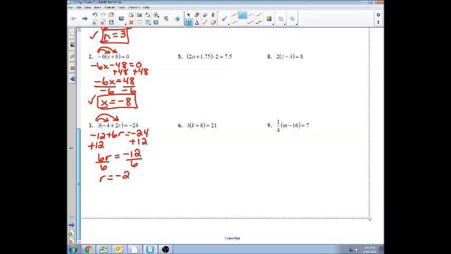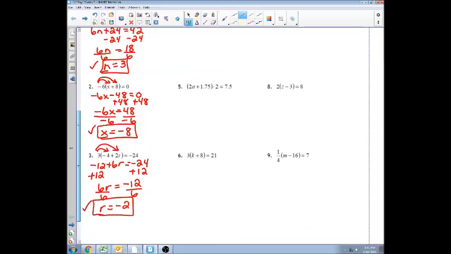If I put negative 2 in for r, inside the parentheses I would have negative 4 plus 2 times negative 2. 2 times negative 2 is negative 4. So inside the parentheses, I would have negative 4 minus 4, which is negative 8. 3 times negative 8 is, in fact, negative 24. So my answer is good.